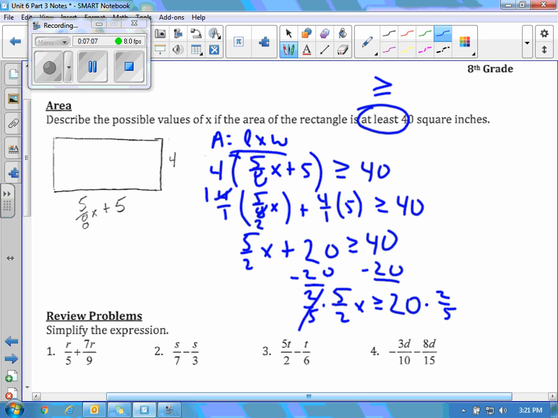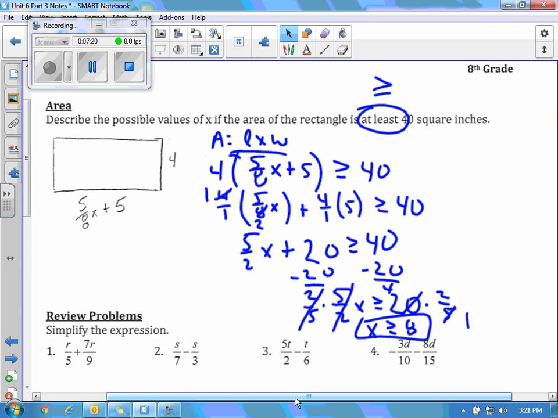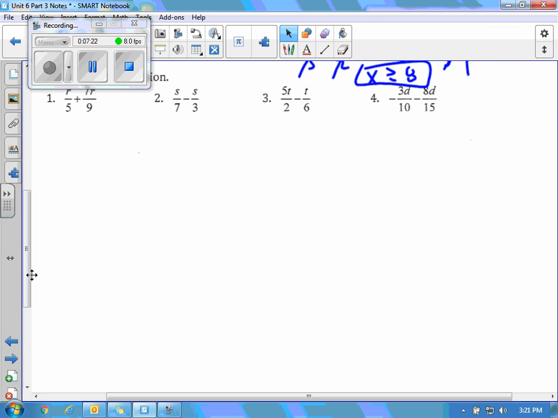When I do that, all these wipe away. So I have x is greater than or equal to 20 becomes 4, 5 becomes 1, 4 times 2 is 8. So x is greater than or equal to 8. And then the rest is review problems, and that's all we have for part 3.